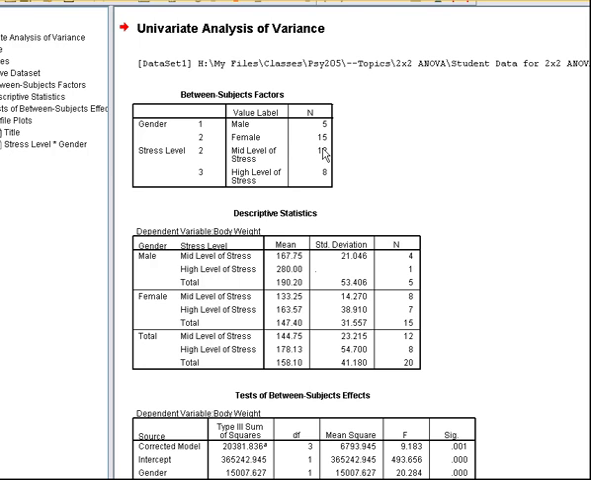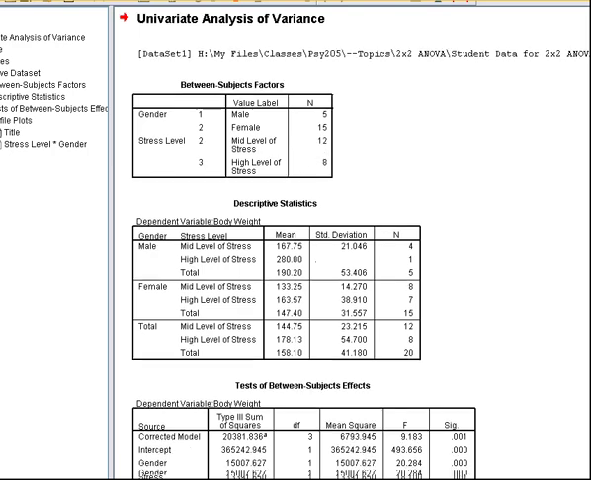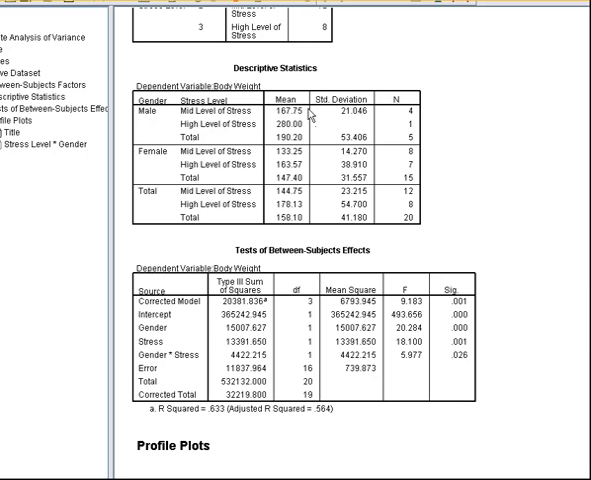12 of our participants had a mid-level stress and 8 of the participants had high level of stress. For our descriptive statistics, we see for males with mid-level stress, their average weight. For males with the high level stress, here's their average weight. For females, mid-level stress, here's their weight. And for females with the high level stress, here is their weight.